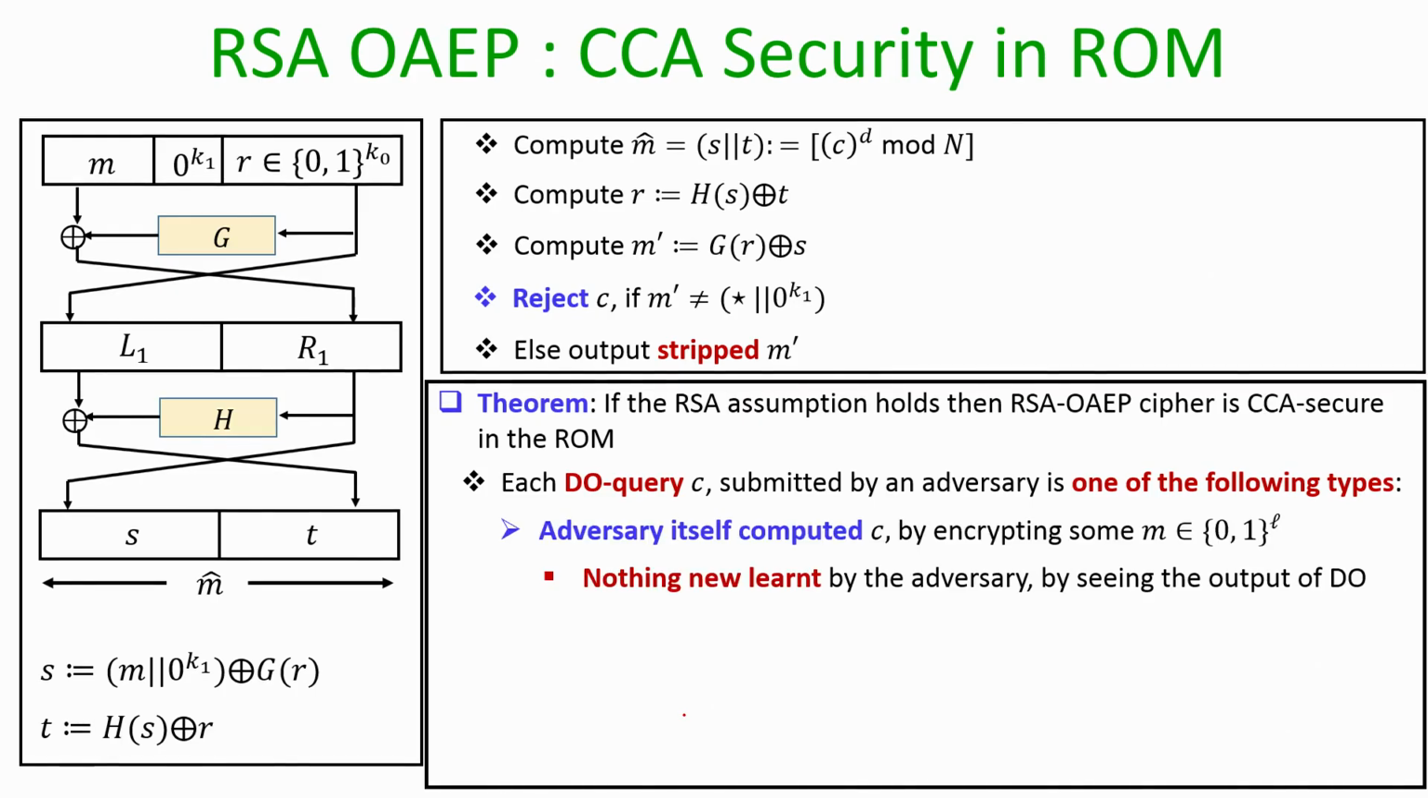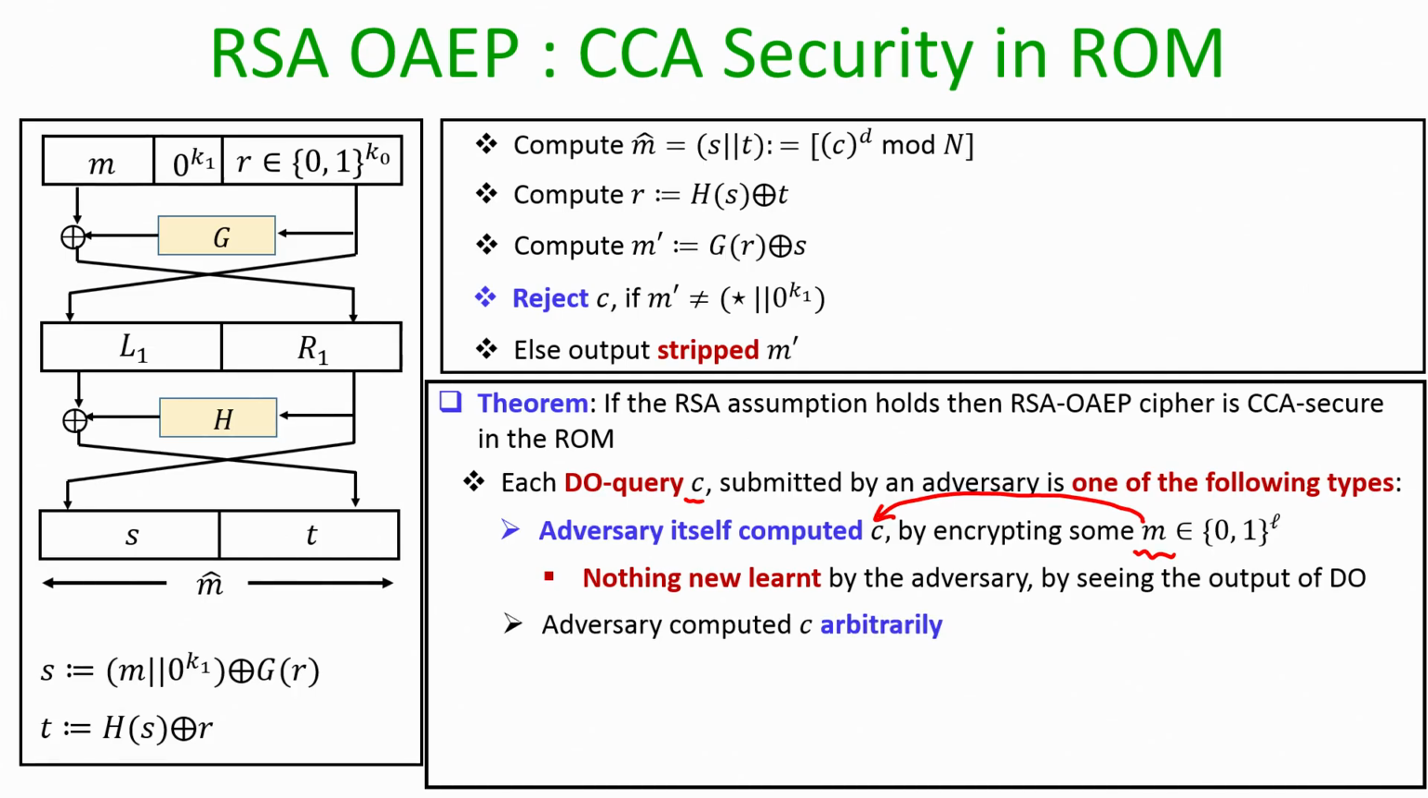Class 1 can be where the adversary has itself computed C by picking some message M and encrypting it as per the RSA OAEP standard. If that is the case, then submitting a DO query for a ciphertext C gives absolutely no new information to the adversary, because the adversary will already know exactly what the decryption of the ciphertext C is, because it itself has prepared the ciphertext C from the plaintext little m. So, it will know that the output of the DO oracle on such C's will be the M which it has picked.